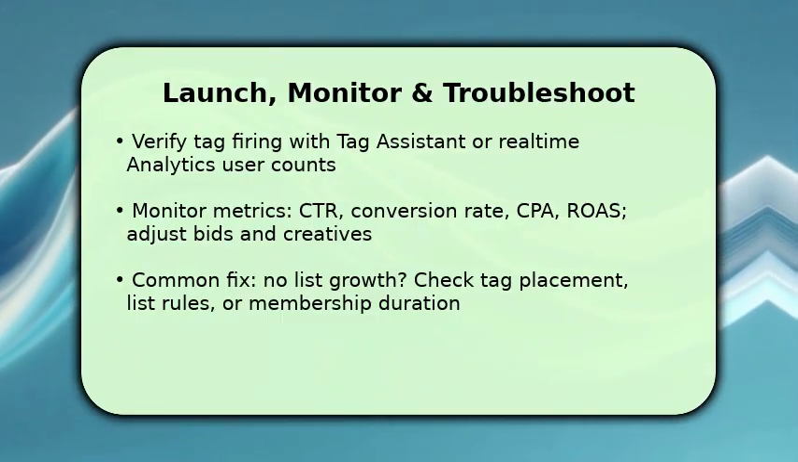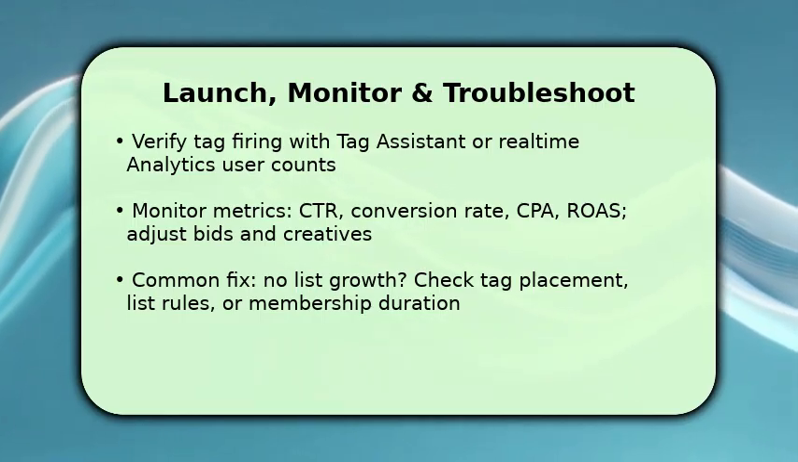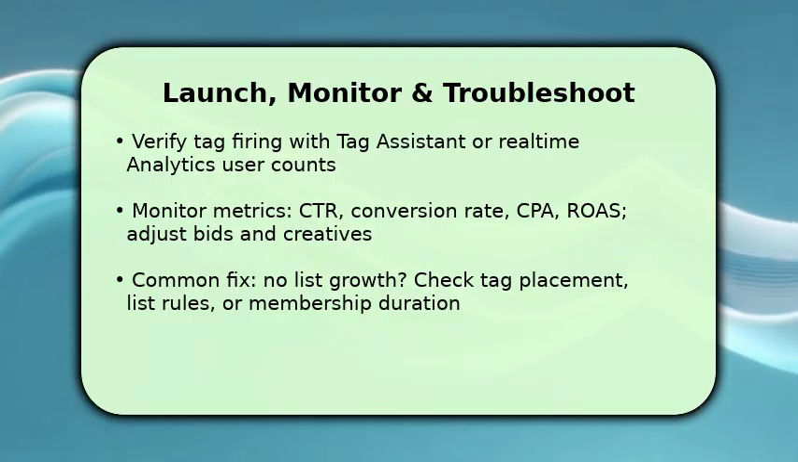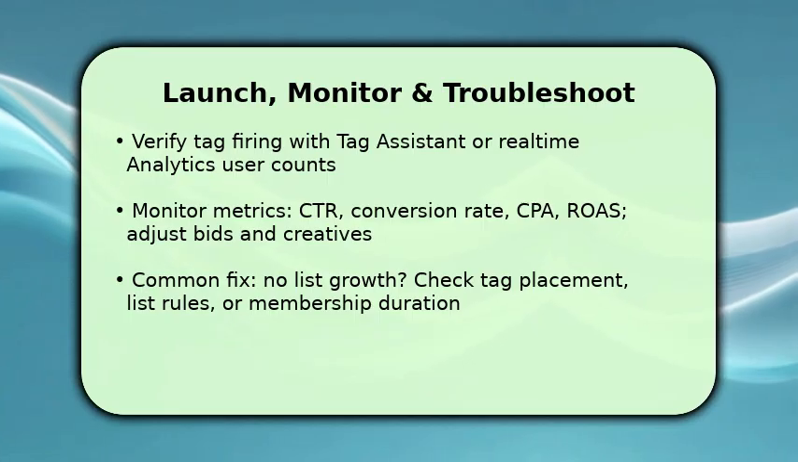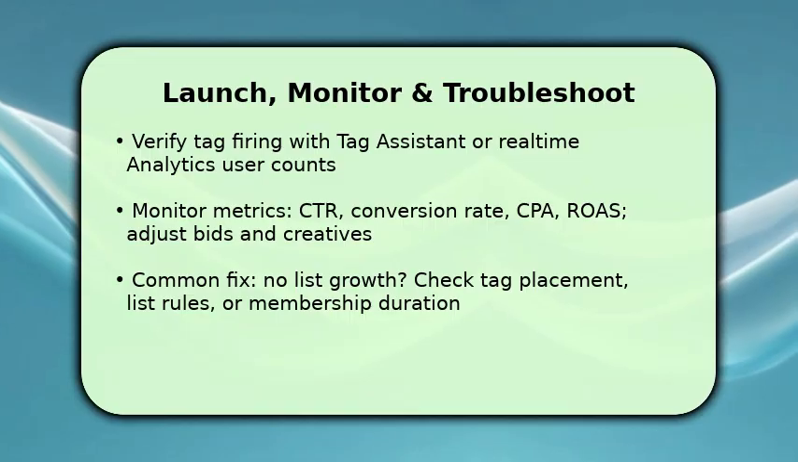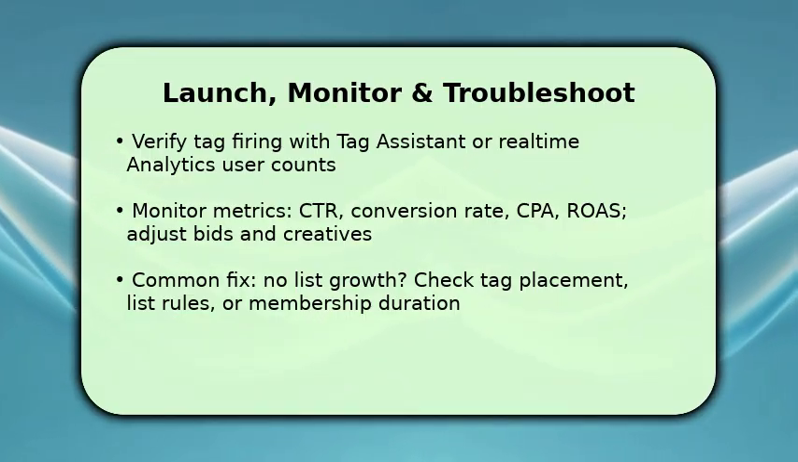Once live, monitor CTR, conversions, CPA, and ROAS daily in the first week and adjust bids, audiences, or creatives based on performance. If you see low list sizes or no traffic, troubleshoot. Confirm tag presence on all pages, ensure audience rules aren't too narrow, and extend membership duration if needed. Make iterative changes, test creative variants, and scale winners when metrics improve.